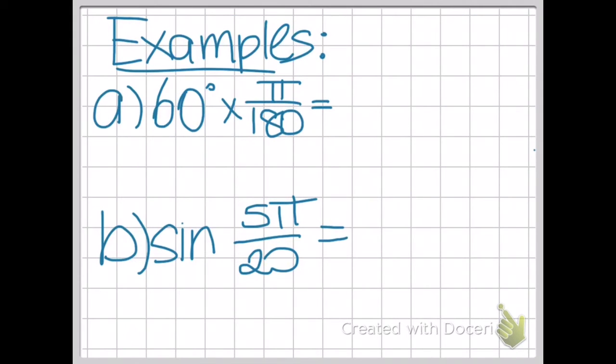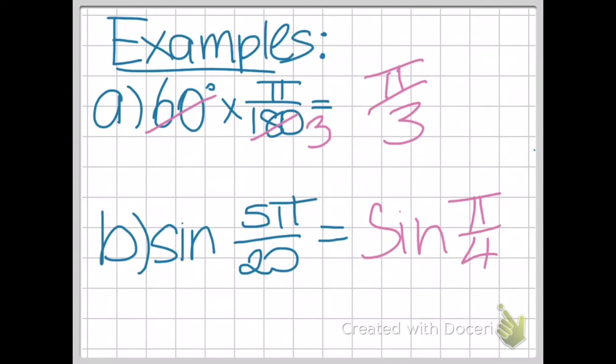Now it's time for some examples. A. 60 degrees times pi on 180 equals. So with this, we can now divide 60 degrees by 180 to get pi over 3. B. Sine 5 pi over 20 equals. First we can simplify the fraction 5 pi over 20 to become sine pi over 4, which then equals root 2 over 2 from the exact triangles.